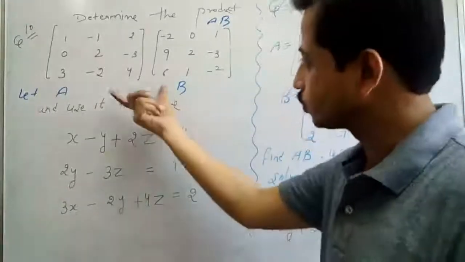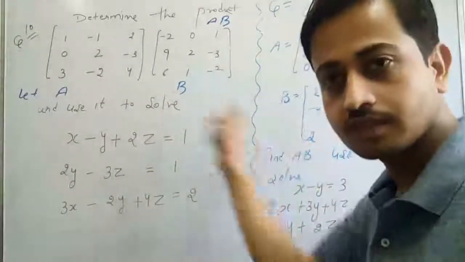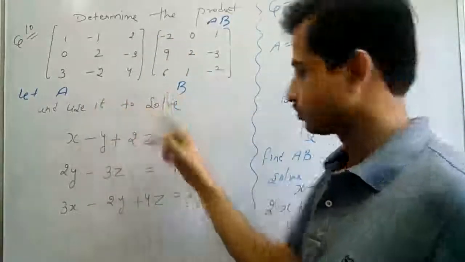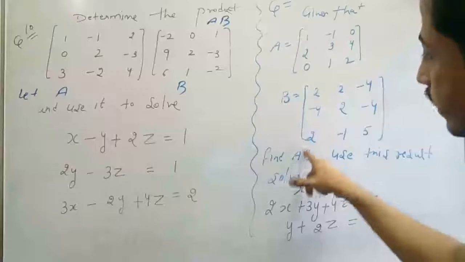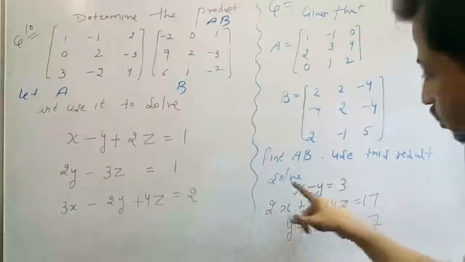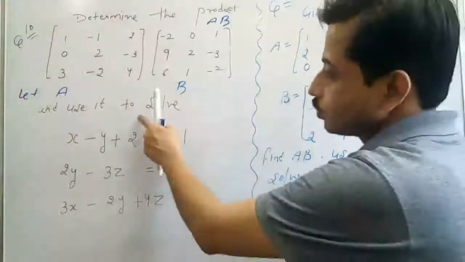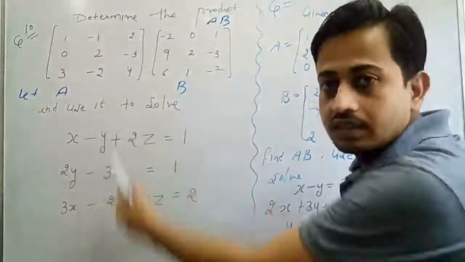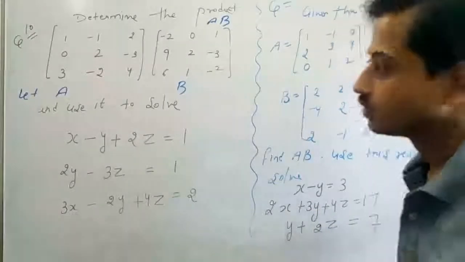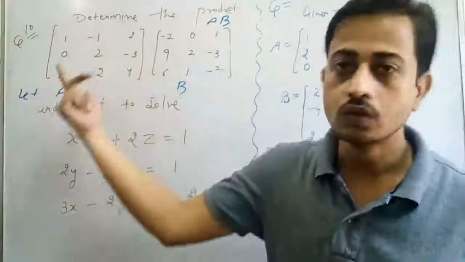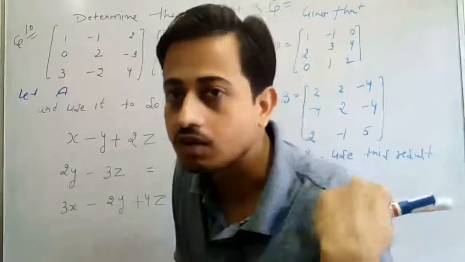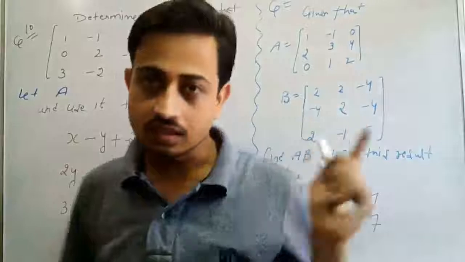Product means you have to find AB. So this question becomes similar to the other question. You have to first find the product of A and B, and then use this equation to solve. The same here, to use this we have to solve this equation. Questions 10 and 11 are the same. So I will do question number 10, and you have to do question number 11 yourself. So please make a note.